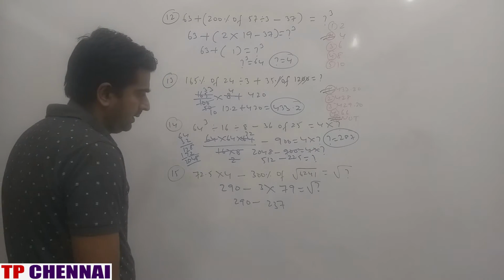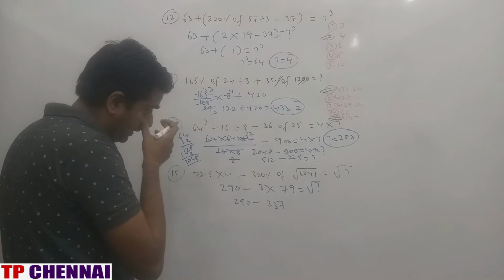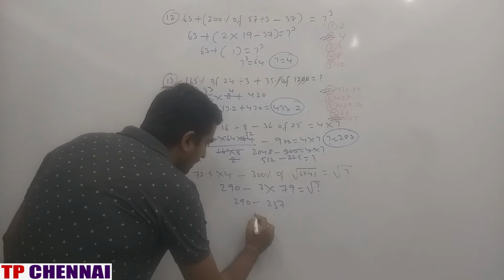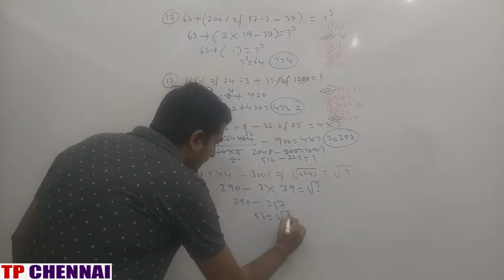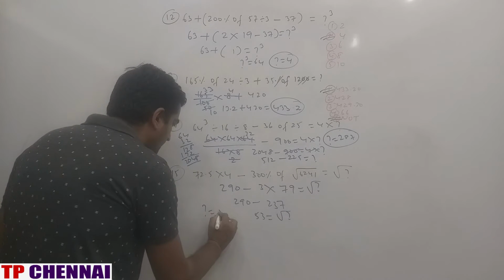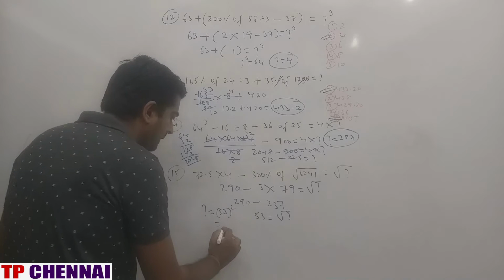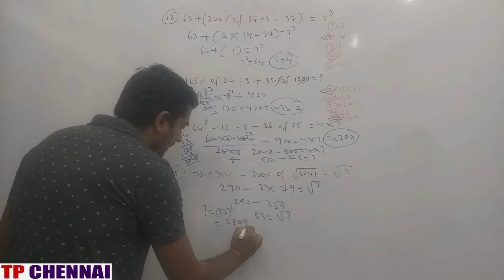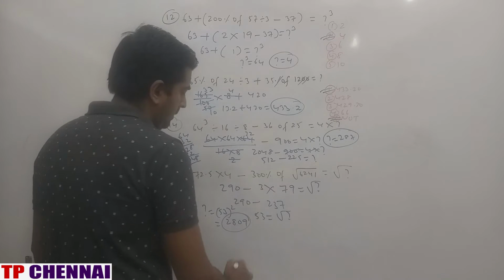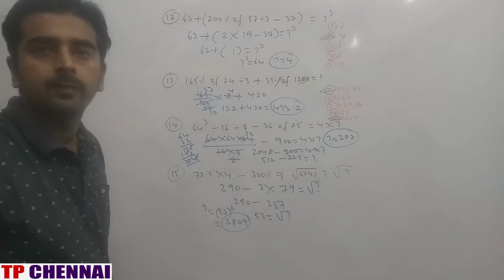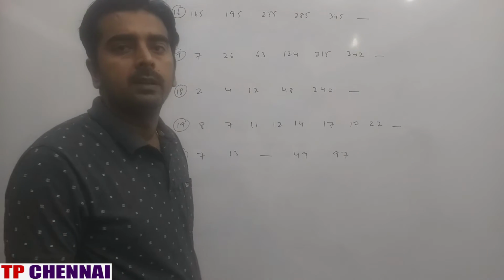So 290 minus 237, so this is how much? 53. 53 is equal to square root of question mark. Question mark is equal to 53 square. What is 53 square? 2809. 2809 is the answer. So I hope you are clear with simplification questions.